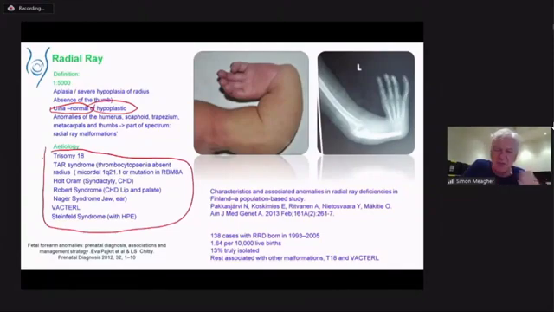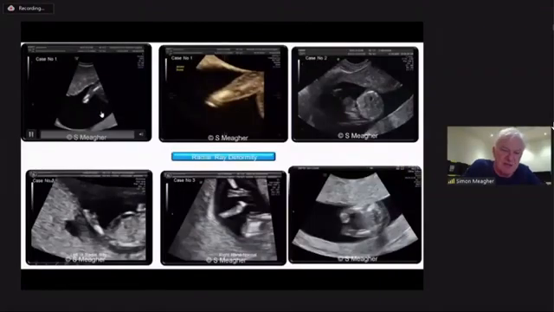Unlike the previous anomalies I've shown, for many of which they are vascular events or amniotic band, for radial ray this is not the case. In fact, in a large population study from 2013 in the American Journal of Medical Genetics, of 138, an astounding number of cases, only 13% were truly isolated. So you need to bear that in mind, to bring in the geneticists early in the piece, and they are very detectable in the first trimester of pregnancy.